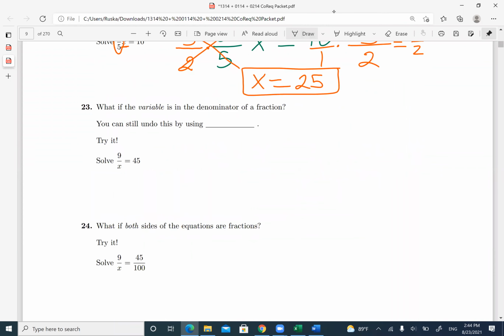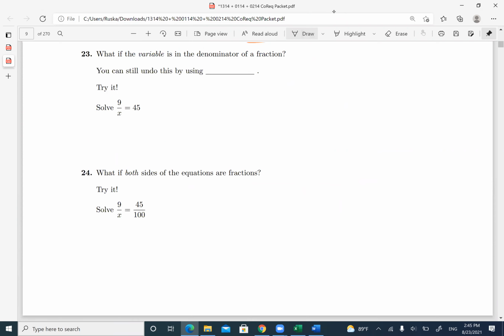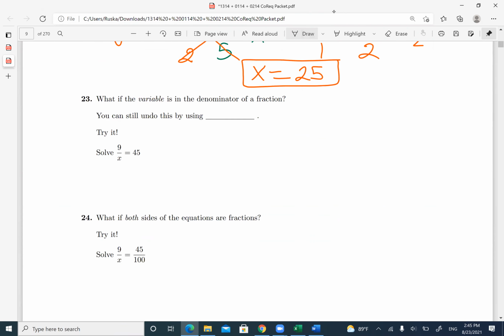Okay, let's do 23 and 24, the same way. So 23, if you have x in the denominator, what is the operation we're going to do?